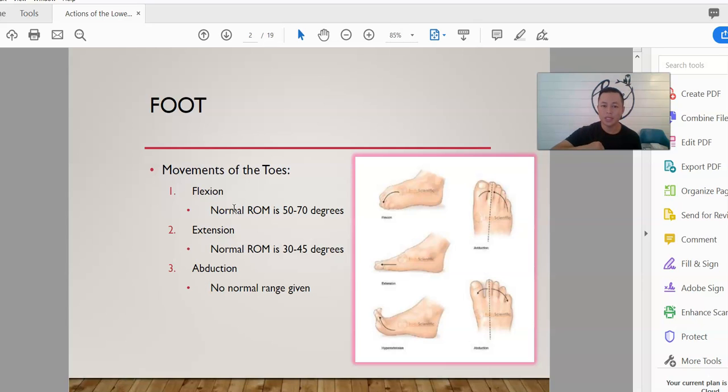Extension is the opposite. Extension is you're going to curl your toes up towards the top of the foot or towards the ankle. Adduction is basically moving your toes apart from one another. All right. Moving right along here.